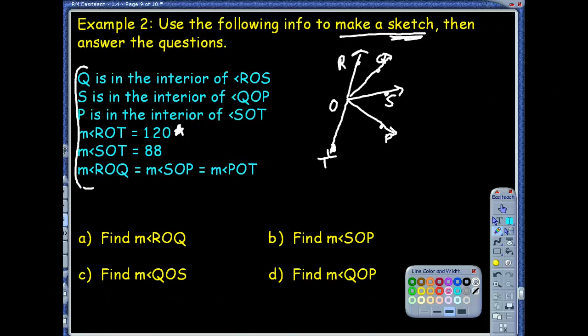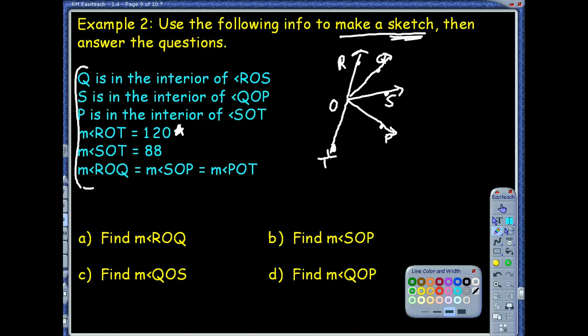Now, when they say ROT is 120, how do I know which side of ROT? Because it could be the ROT that's on the side that contains interior points of Q, S, and P, but it also could be the ROT on the other side that has no interior points listed. So yeah, you don't really know. So I'm going to start with that, saying this is angle ROT, just to see if it works. If it works, then I can find the measures. If it doesn't, then I can start over.